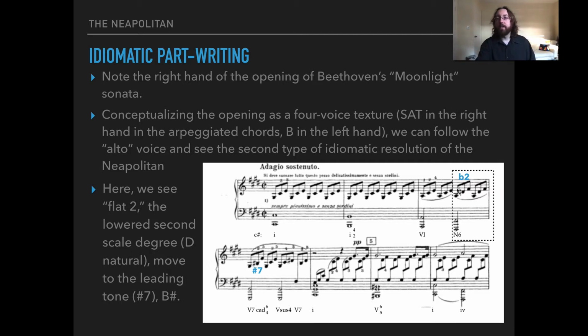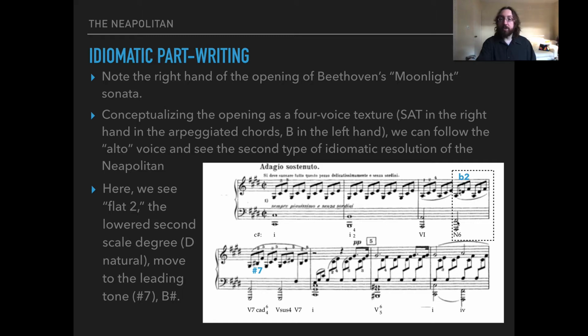So here we have the Neapolitan chord, and we envision this middle note of the triplet as the alto voice. We can see the C sharp moves up to the D natural. And where does that D natural move? Well, it moves down to that sharp 7, that B sharp right there. So there's our diminished third leap if we conceptualize this as a four-voice texture, moving from D natural down to B sharp, from flat 2 down to sharp 7.